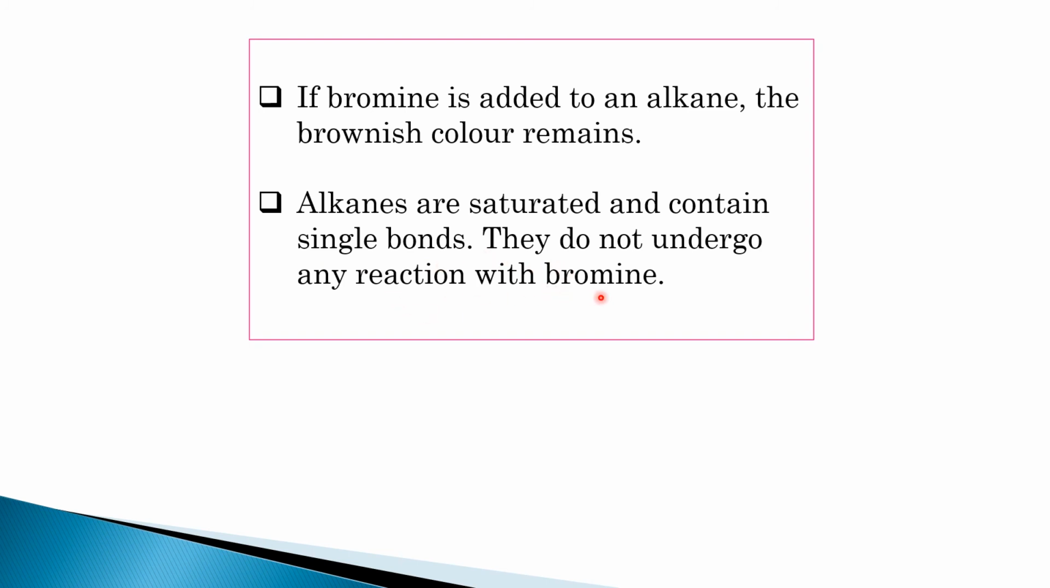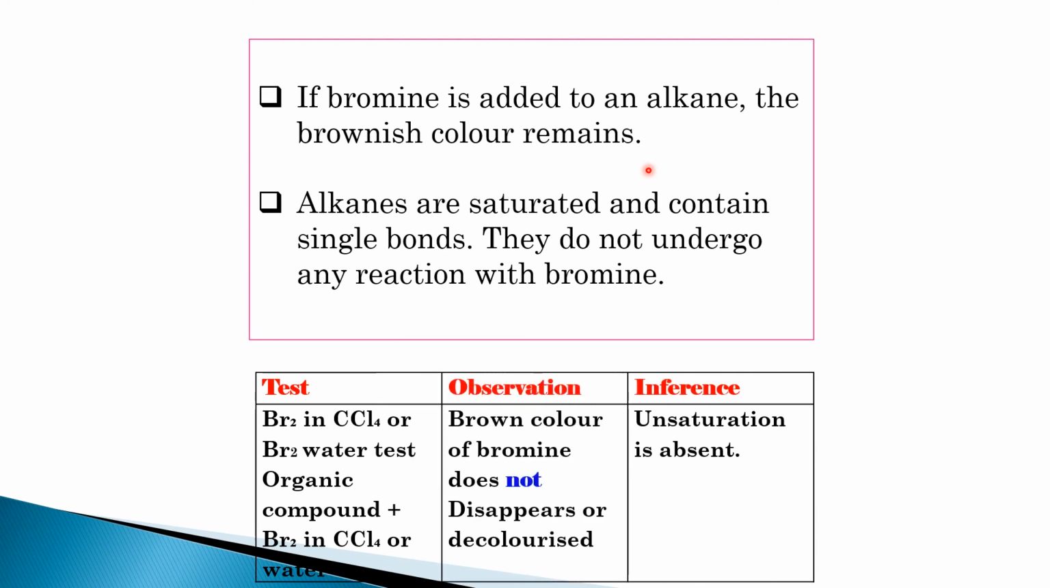It means bromine does not get used up or does not add to the carbon-carbon bond. So the brown color of bromine remains or does not disappear. So, the Br2 in CCl4 or Br2 water test: organic compound plus Br2 in CCl4 or Br2 water. The brown color of bromine does not disappear or decolorize. It means unsaturation is absent, that is, the compound is an alkane.